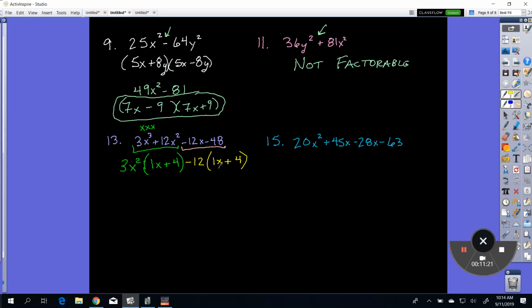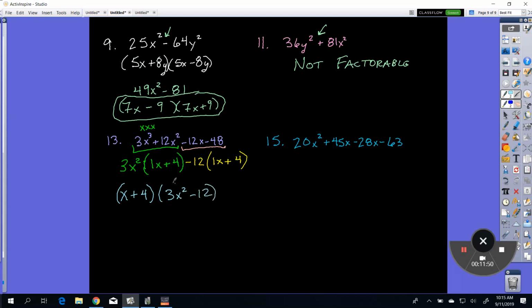So we have a green one and a yellow one. We have a green term and a yellow term. Good. And they have a like term in them, so we can take that like term out of them. So we can take out the x plus 4 from both of them. So I take out the x plus 4. What's left? And the leftovers, they get written in their own parenthesis.